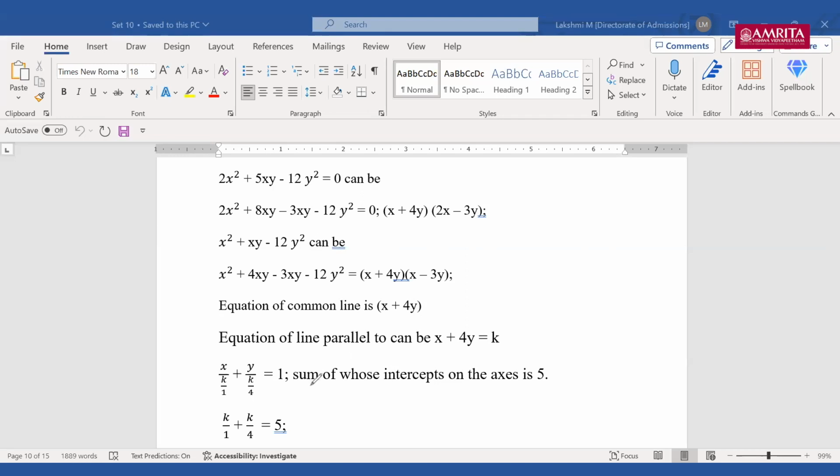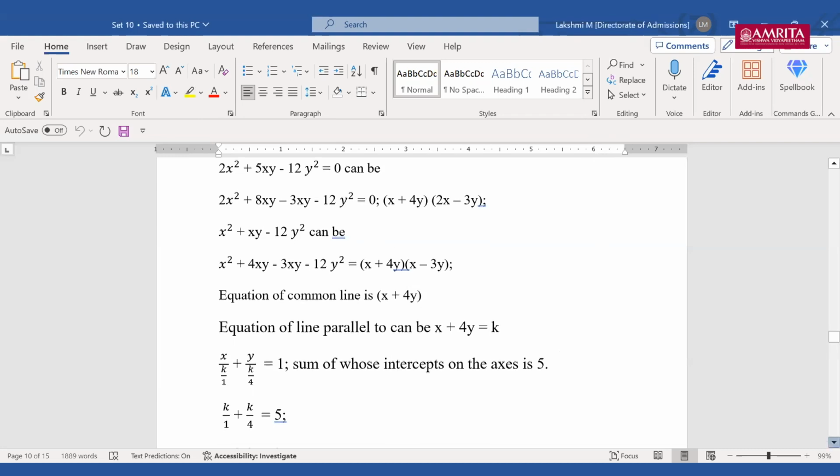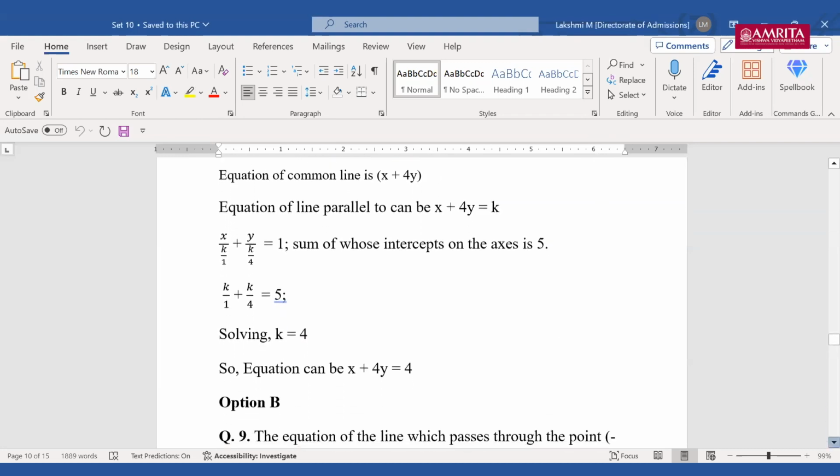And they have given me a clue also that the sum of the intercepts on the axes is 5. So I'll be able to write this as x by k plus y by k by 4. If I solve this with the sum equal to 5, I'll get the value of k is equal to 4. So x plus 4y is equal to 4. That's the answer of this question.